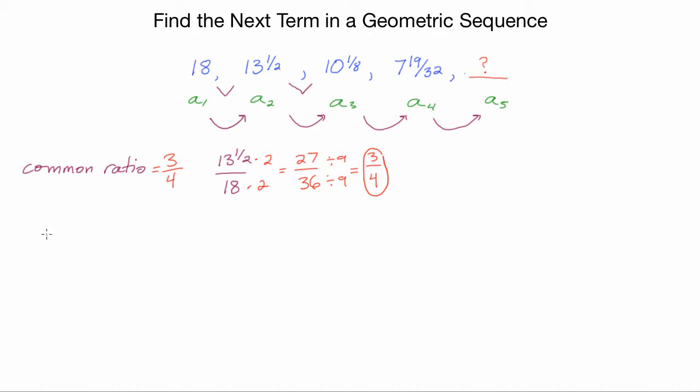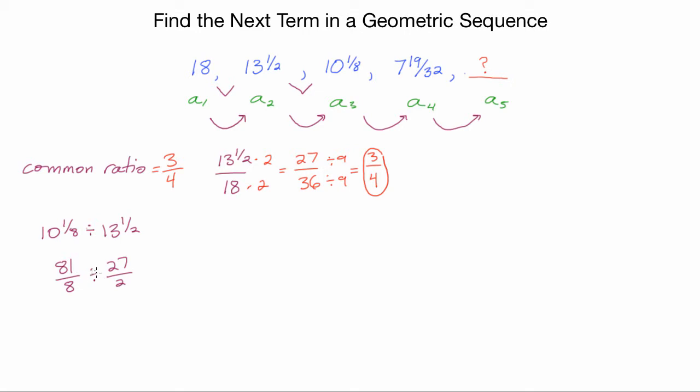So I'm going to do 10 and an eighth down here. I'm going to divide that by 13 and a half, the one before that. If they're both the same, I'm going to feel pretty good about my common ratio here. So let's change them both into improper fractions. This one turns into 81 over 8 divided by 27 over 2.